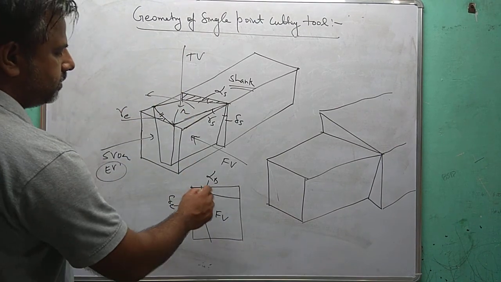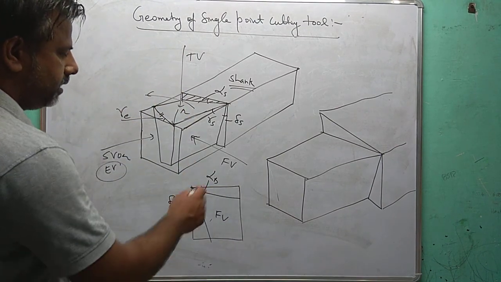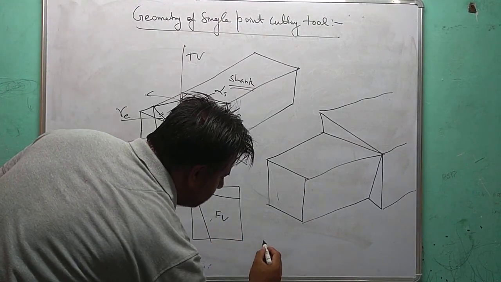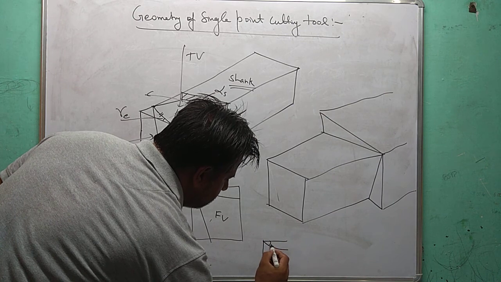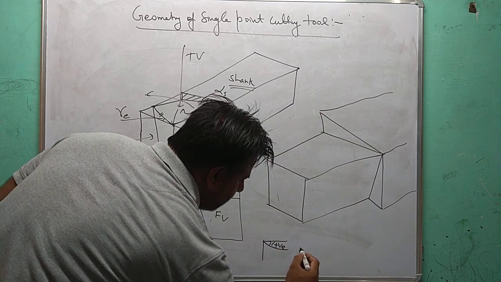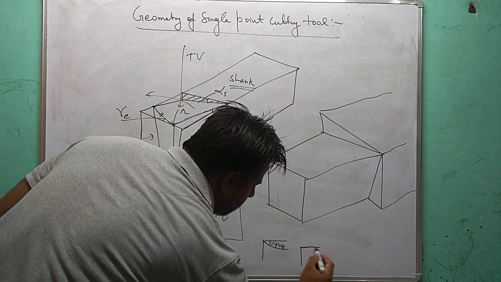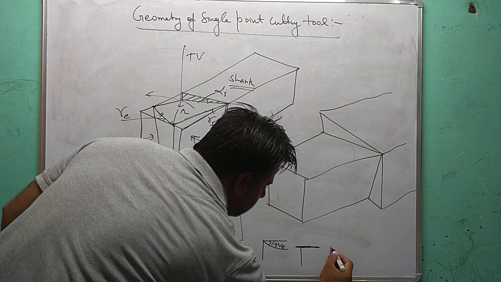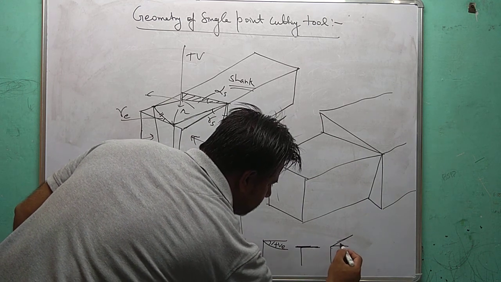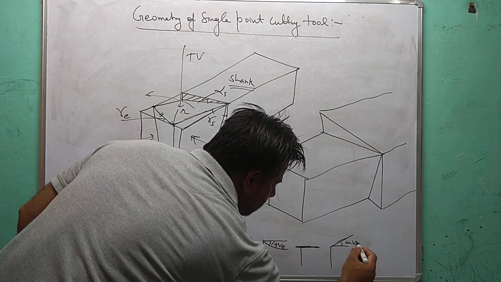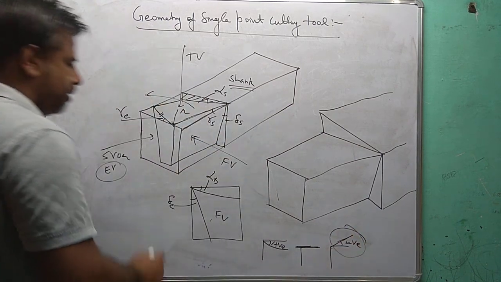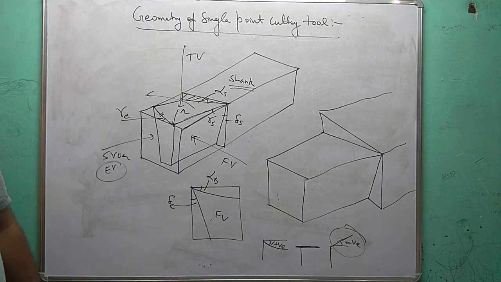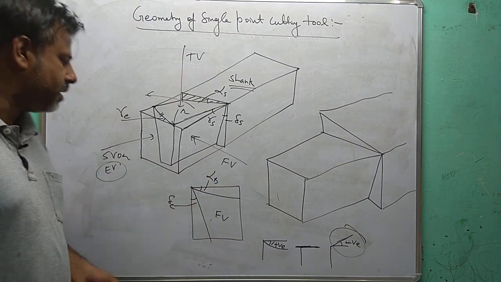So this is my positive rake angle, and you may represent the rake angle like this. This is the positive rake angle, and this is the zero rake angle, and negative rake angle means the tool is like this. So this is the negative rake angle. The positive, zero and negative rake angle depend upon the machining conditions.